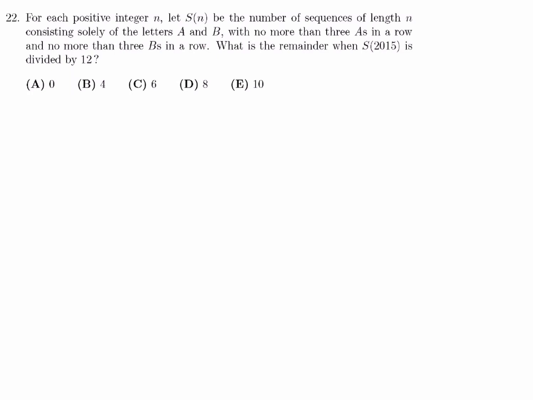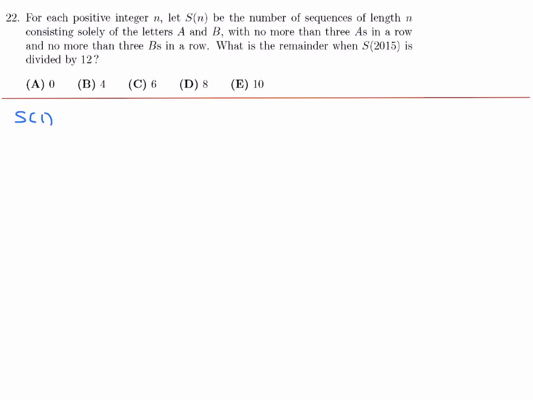For each positive integer n, let s at n be the number of sequences of length n consisting solely of the letters a and b with no more than 3 a's in a row and no more than 3 b's in a row. What is the remainder when s 2015 is divided by 12? All right, well, we need to first figure out a few values of s, and then we can take it from there.